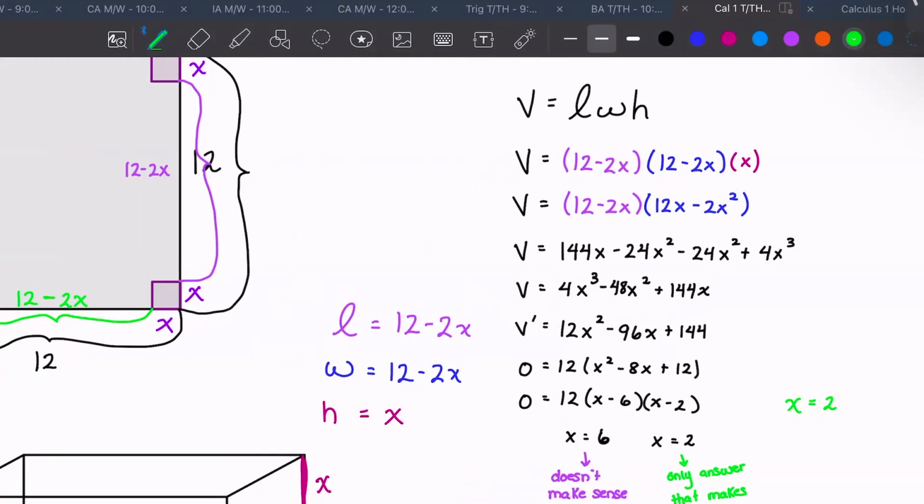I only asked for the value of x that will maximize the volume. So x equals 2, that's your number. You would want to say 2 inches, right? If I asked you for the length and the width, you would just plug in 2 and get that it's 8. So I didn't ask you for that, but if I did, that's what you would do. Sorry. Centimeters.